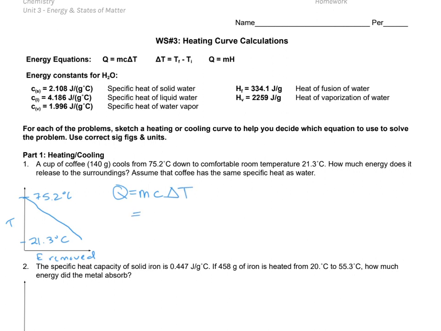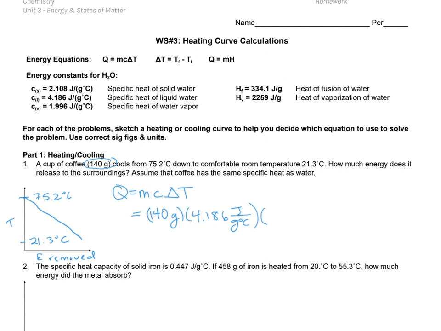And for our numbers, mass is given in the problem. It is 140 grams right there in the problem. And then the C is specific heat. Because our temperatures here are all at the temperature that water is liquid, we're going to use the specific heat of liquid water, which we can find up here at the top in our equations, and that is 4.186 joules per gram degree Celsius. That means it takes 4.186 joules to heat 1 gram of water 1 degree Celsius.